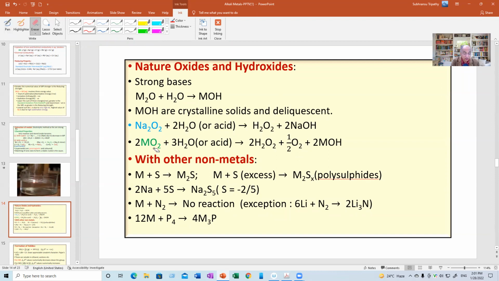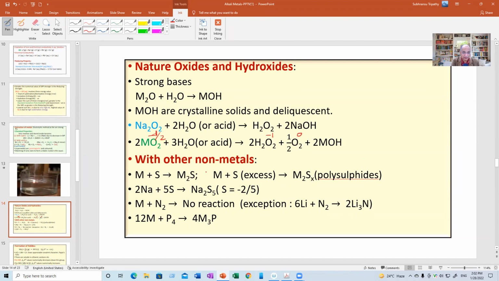And when you take a superoxide, KO2, rubidium superoxide or cesium superoxide, and treat it with water or with any dilute acid, then it not only produces peroxide, but also oxygen, where you can rationalize that oxygen is in the -½ state. It is superoxide, -½, and that goes to -1 here and 0 here. That is a disproportionation reaction. It's decreased and increased, right?